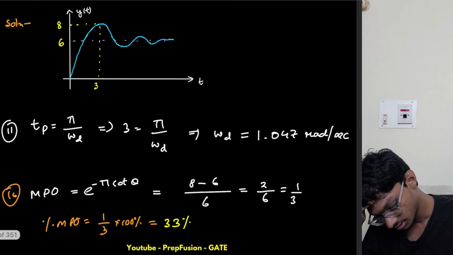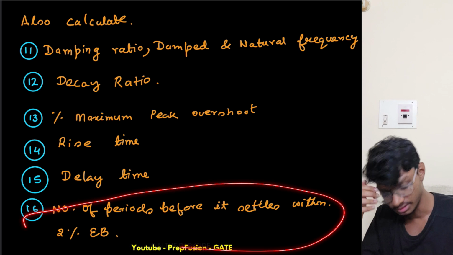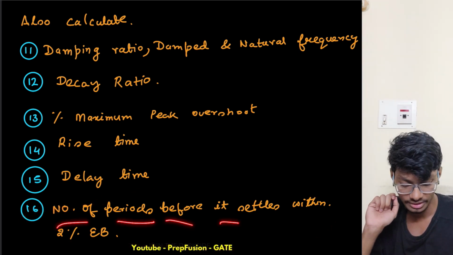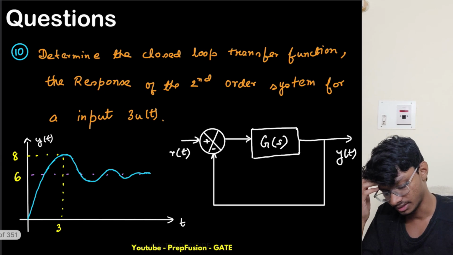Which one is it? This one is the last, is it? No. Okay. Oh, the question is itself different, because we have to find the number of periods before it settles within a 2% interval. What does this mean? So let me take the graph again.